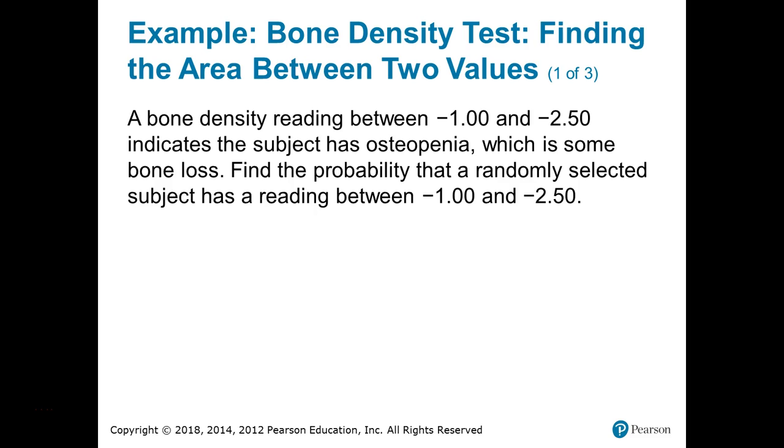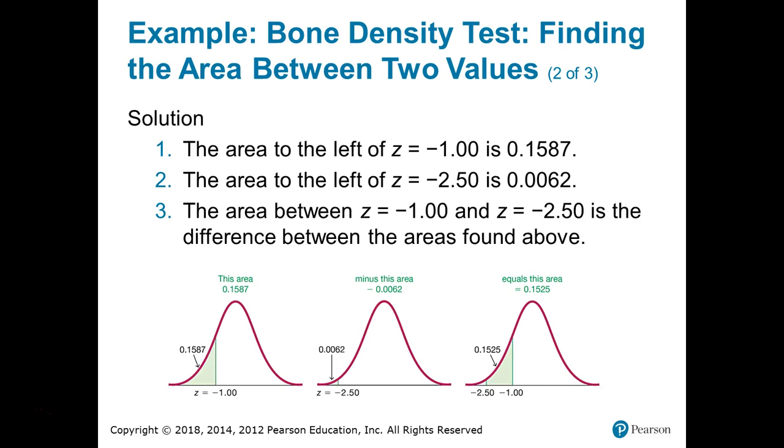Finally, we are now going to do the area between two values. So now we want to know what probability that a randomly selected person has a reading between -1 and -2.5. So -1 and -2.5, you can't just do it straight with a straight calculation.